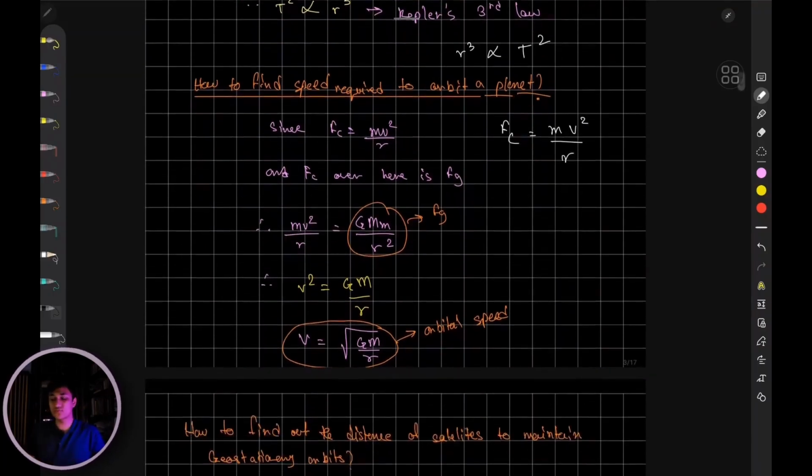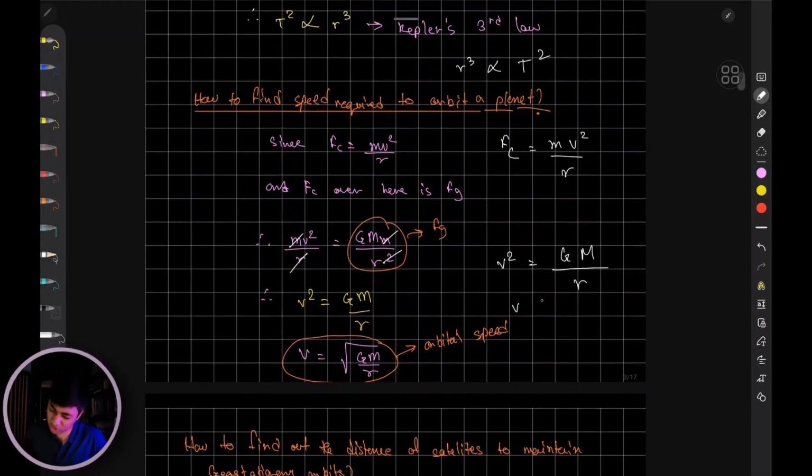So if you equate both of these together, what you're going to see is if you make velocity the subject, you're going to have v squared over here, and you're going to cancel off one of the r's. By the way, you're also going to cancel the mass of the moon, right? So you're going to be left with the gravitational constant times the mass of Earth, and that is going to be equal to the square of velocity. So now if you want to make just the velocity the subject, you're going to have GM by r.